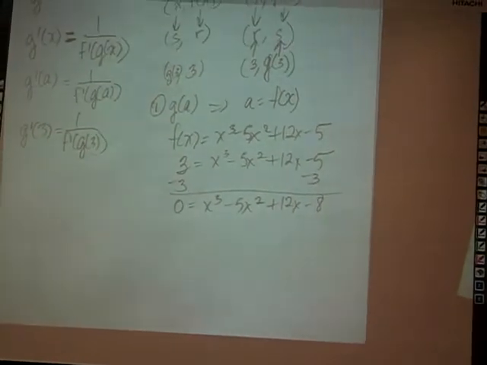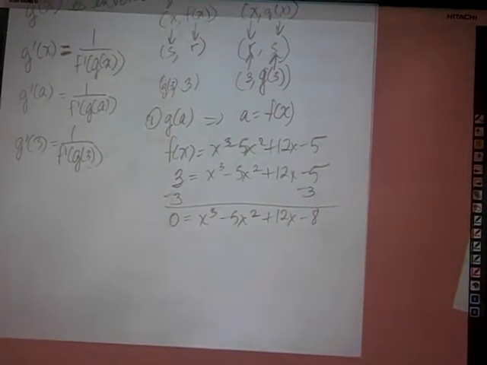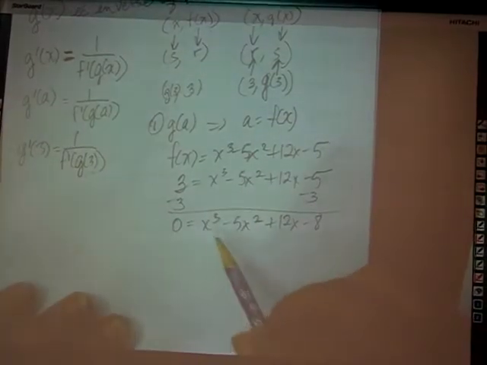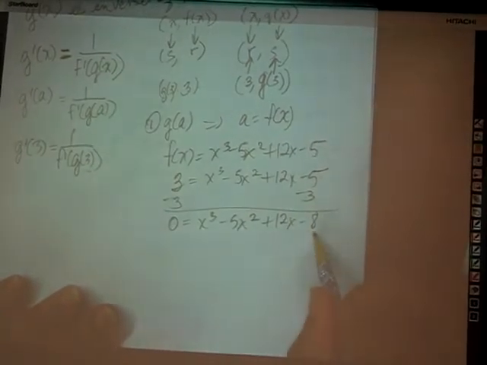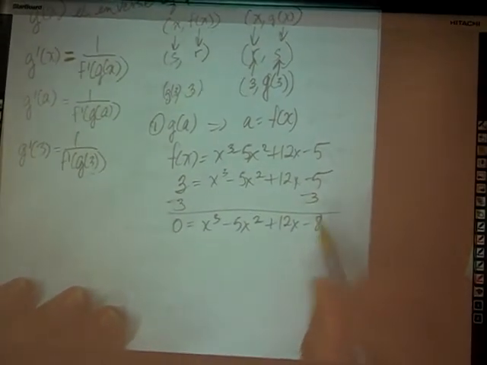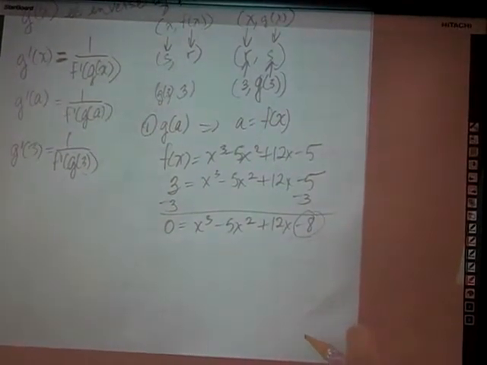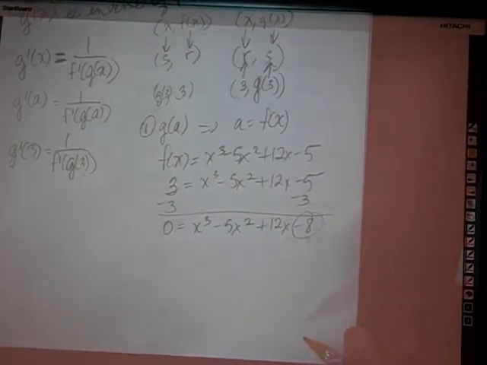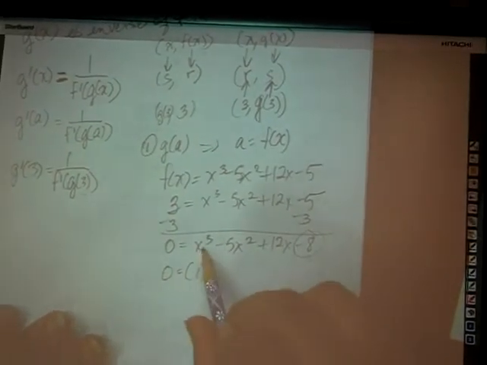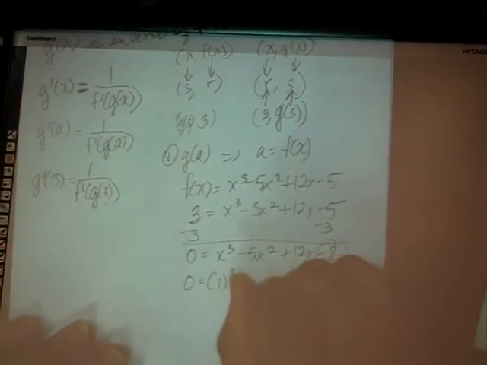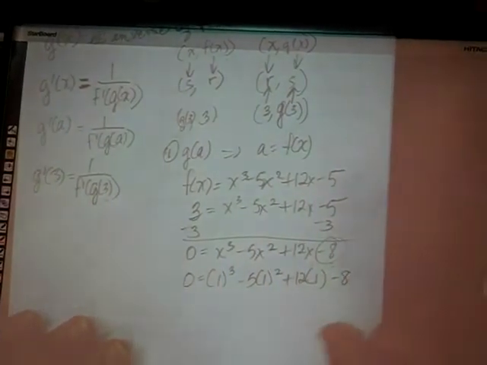Now I have this cubic function that's equal to 0. I want to start trying to plug in numbers for x to see what would work. We always start off with all of the factors of my constant. That's the number that's at the end. A factor of any constant is always going to be 1, so it's always good to start off with 1. Will 1 work? Well, let's see. If I plug in 1 for x, 1 to the third power minus 5 times 1 squared plus 12 times 1 minus 8.